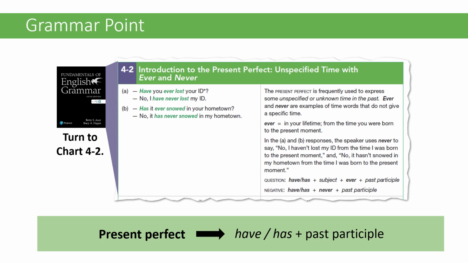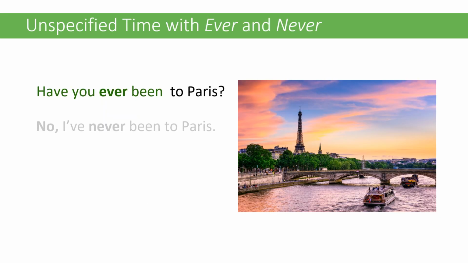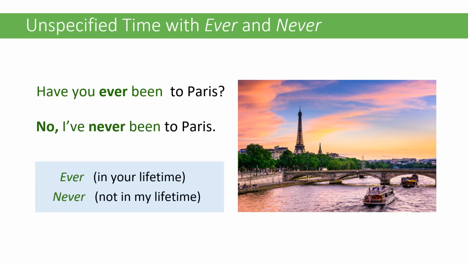The present perfect is formed with have or has plus the past participle. We use the present perfect when we don't know the exact time that something happened in the past. So, have you ever been to Paris? No, I've never been to Paris. The words ever and never do not give the exact time. So in this example, ever means in your lifetime, and never means not in my lifetime, but there's no specific time that's given.